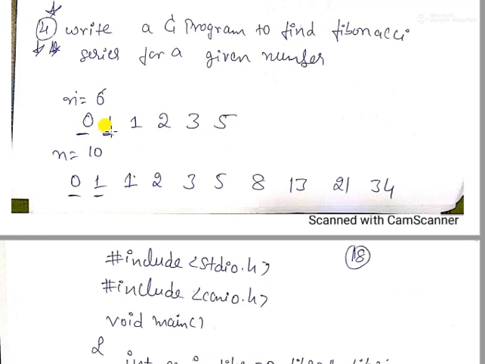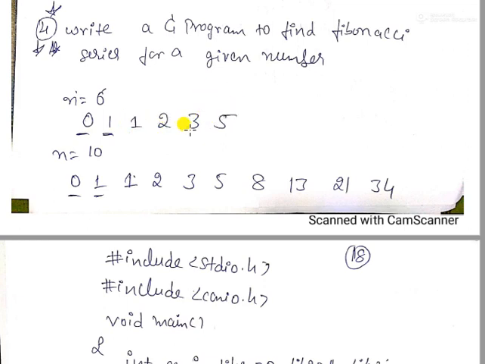So 0, 1. 0 plus 1 is 1. So then you get the third value. Then for the fourth value, you have to add the previous two values. For the fourth value, the previous two values are the third and second values, 1 plus 1. Then you get 2. For the next value, you have to add the previous two values. 2 plus 1 is 3.